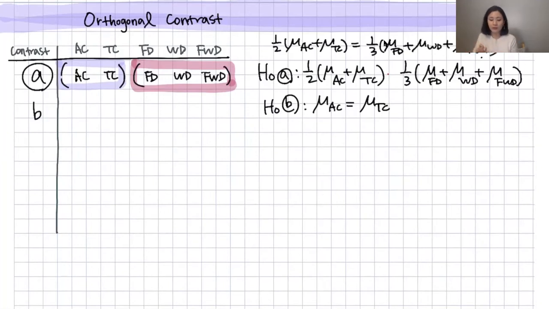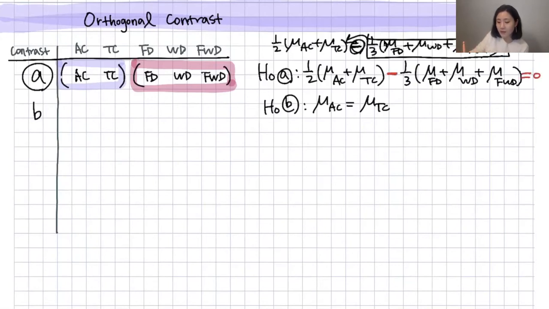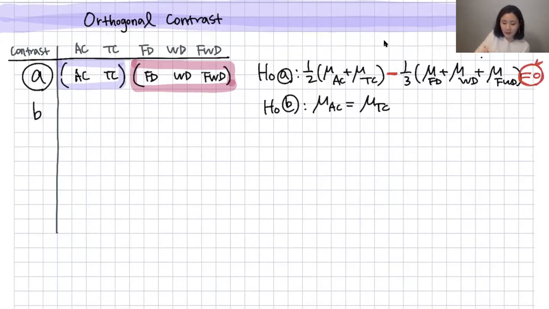So for doing some little algebra, if I move this part to the left, we can connect them with a minus, and then we can make them equal to 0. That is why we put the minus here and make it equal 0. We are going to keep equal 0. And then my second contrast is going to be comparing control groups.